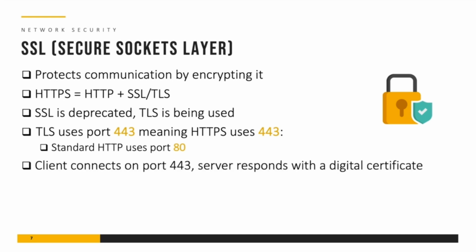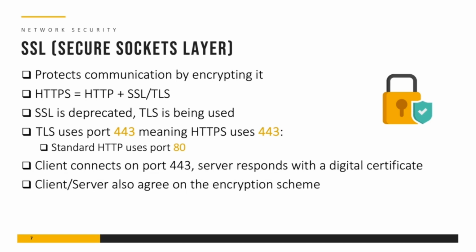What happens is that when a client wants to communicate with the server using HTTPS, it connects on port 443 and the server responds with its digital certificate. And what is a digital certificate? It basically contains the public key of the server so that the client and the server can both encrypt and decrypt. Also, the client and the server need to agree on the encryption scheme. So basically a server can handle some types of encryption schemes and the client has its own stack of encryption schemes that it can handle, and they need to negotiate and decide on a mutually agreeable encryption scheme that they can use.